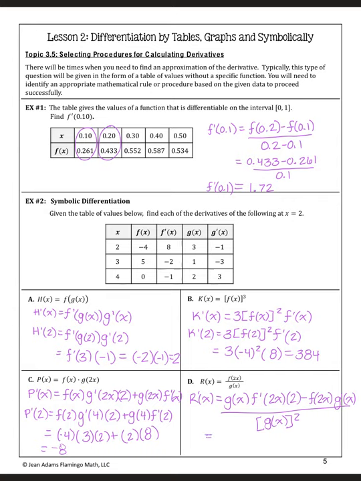So if I wanted r prime of 2, I would have g of 2 f prime of 4 times 2 minus f of 4 g prime of 2 all over g of 2 squared. And I'm running out of room, so I'm just going to give you the answer. It is negative 6 over 9, which reduces to negative 2 over 3.